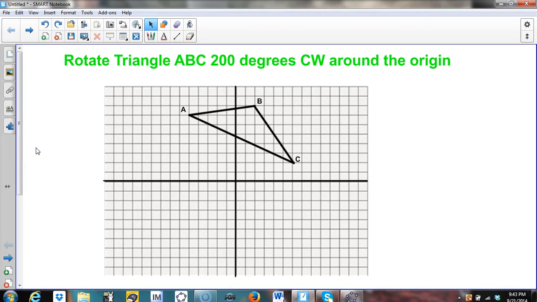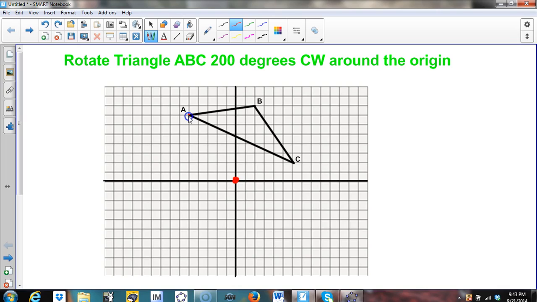Okay, let's take a look at this example where I'm going to take this triangle ABC and rotate it 200 degrees clockwise around the origin. So the origin, the point (0, 0) on a coordinate plane, is going to be our center of rotation. We're going to take this triangle 200 degrees in this direction, the way a clock goes. So let's see how we do that.